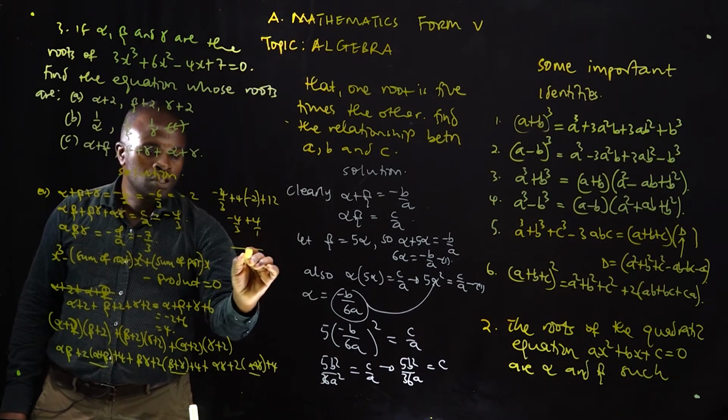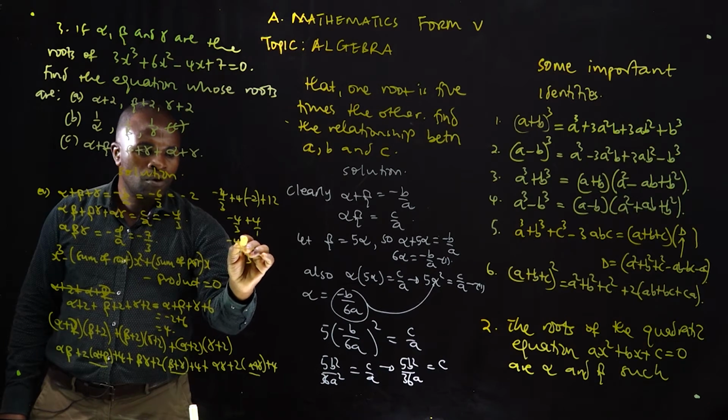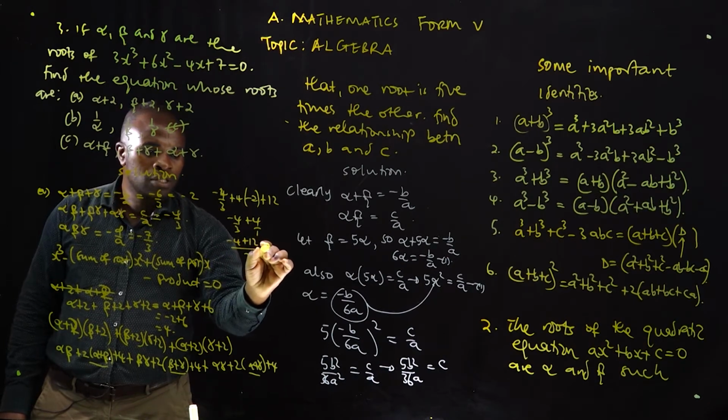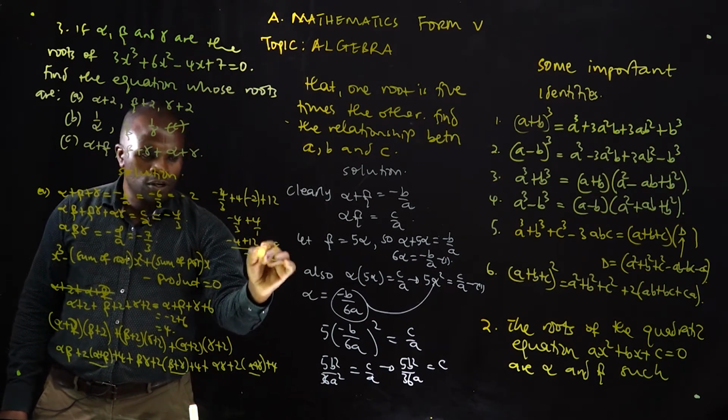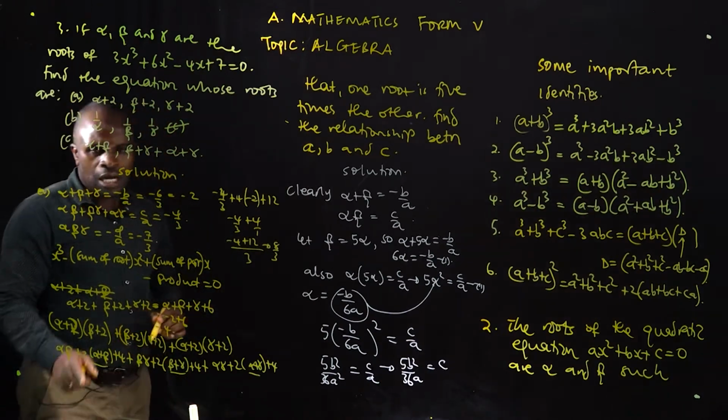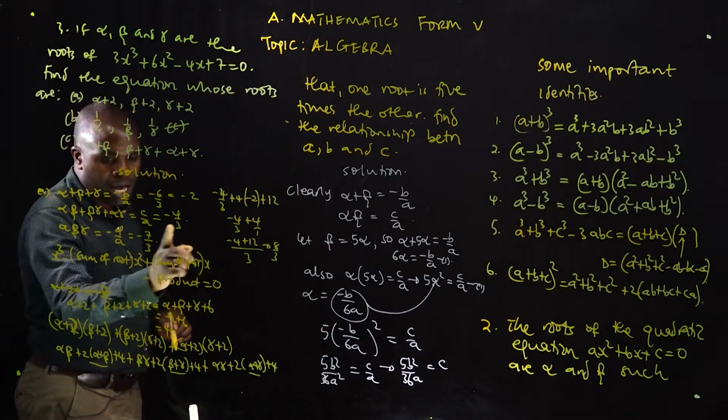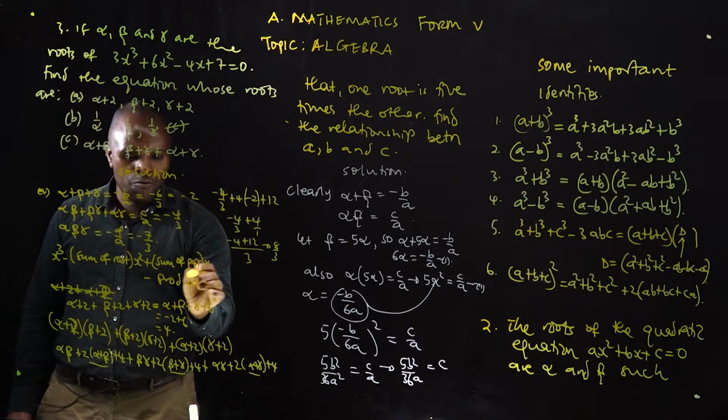Summing this to find the LCM: 3, negative 4 plus 12. So this one is giving 8 over 3. This result is the one which is coming for the part of sum of pair. This is for the part of sum of pair here.